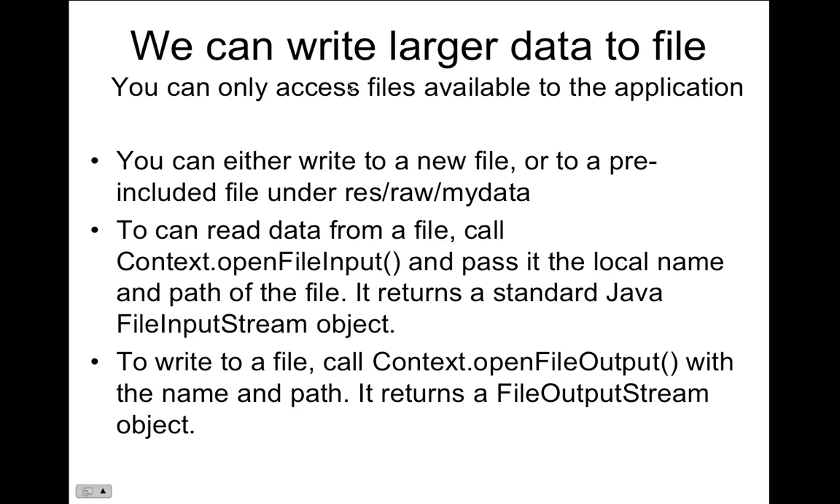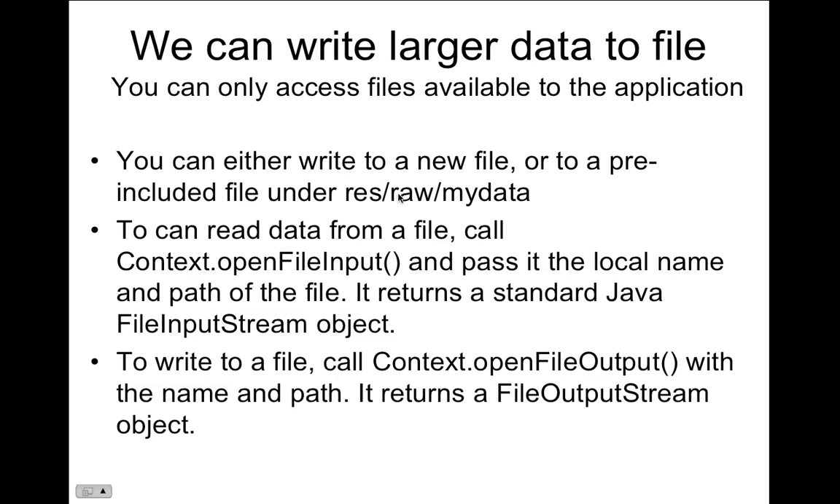But that was just a low level way of doing something in terms of reading from a file. So you can write larger data to a file, but you can only access files available to the application. What you're doing is you're going to create a file, just like you create an icon as an example, and you put them in the resource directory, and the raw subdirectory. We know resources have menus, they have windows, and the raw is supposed to be for anything that would be file oriented.